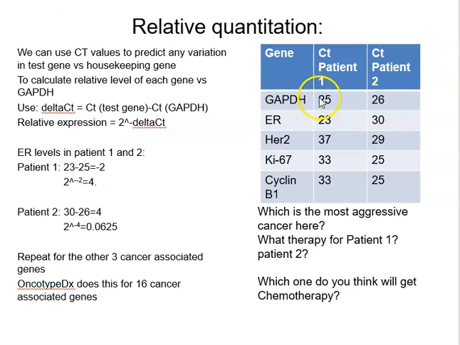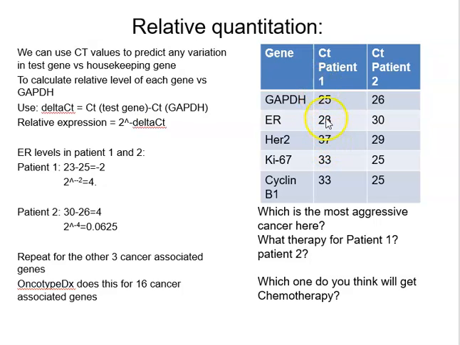So here's a housekeeping gene. It's 25 in this patient and 26 in this. The amount of RNA determines the CT value of the GAPDH housekeeping gene. In this patient, estrogen receptor is more abundant than GAPDH, whereas in this patient, estrogen receptor is less abundant than GAPDH. Remember, this is an inverse scale. The earlier the CT value, the more of it there is.